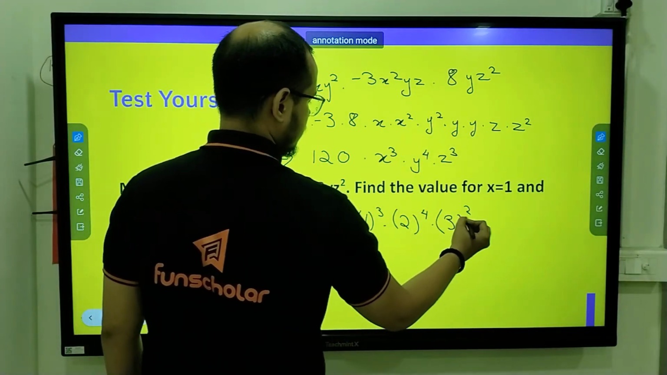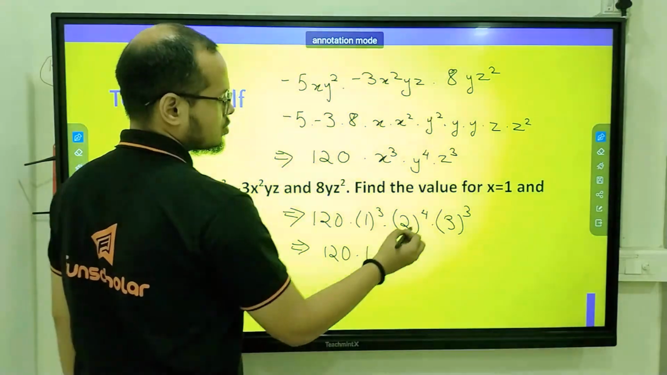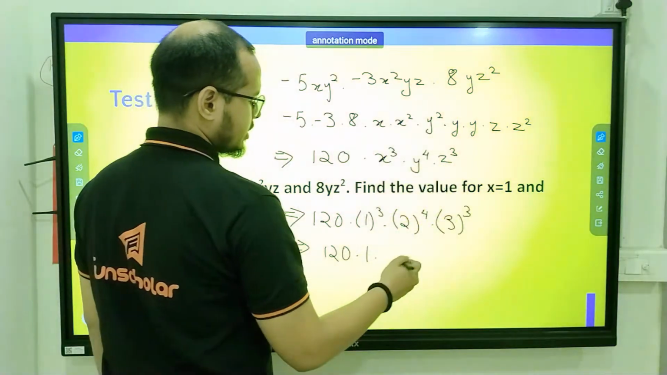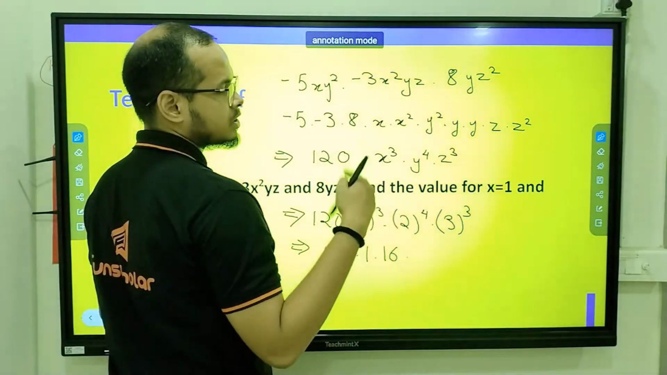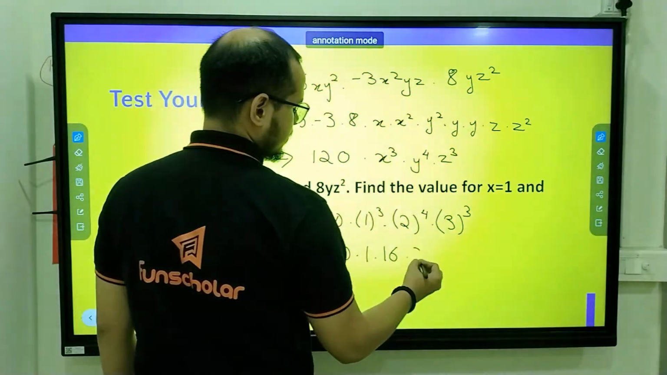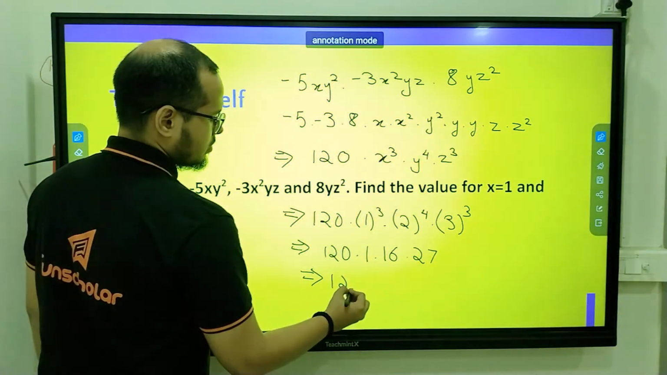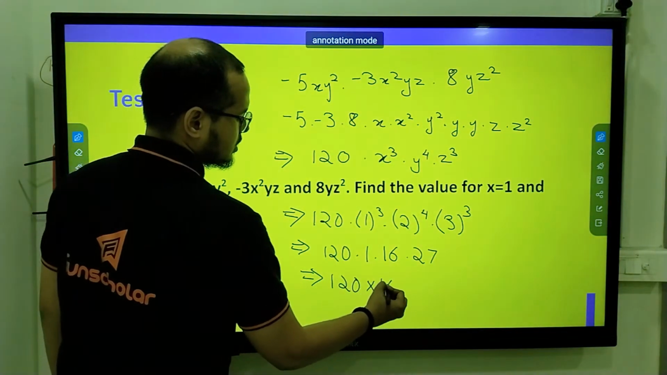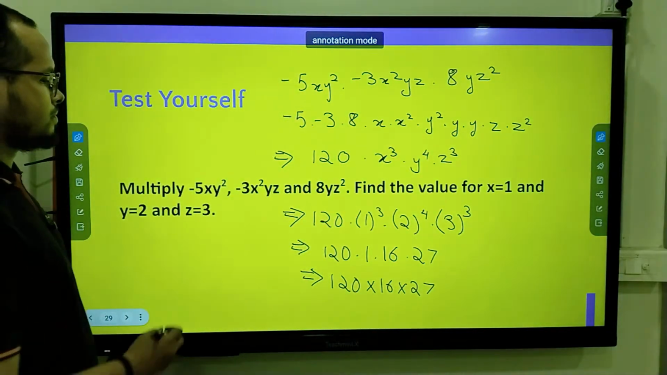To the power 3. Okay, so 120 into 1 into 2, 1s are 2, 2s are 4, 8, 16. 16 into 3, 1s are 3, 3 2s are 9, 3 3s are 27, 27. Now we have to multiply this: 120 into 16 into 27. Okay, let's do it here.